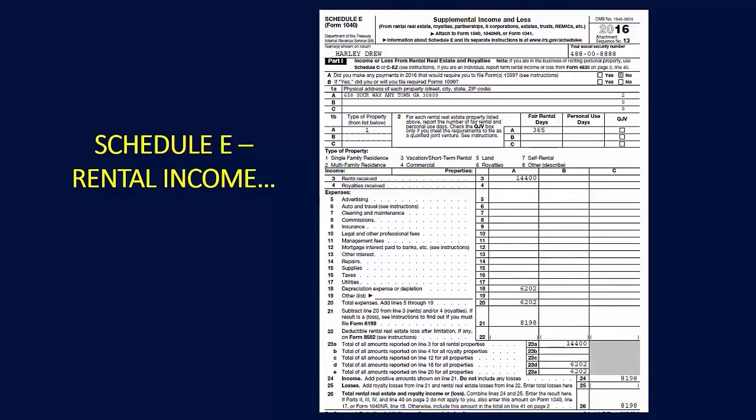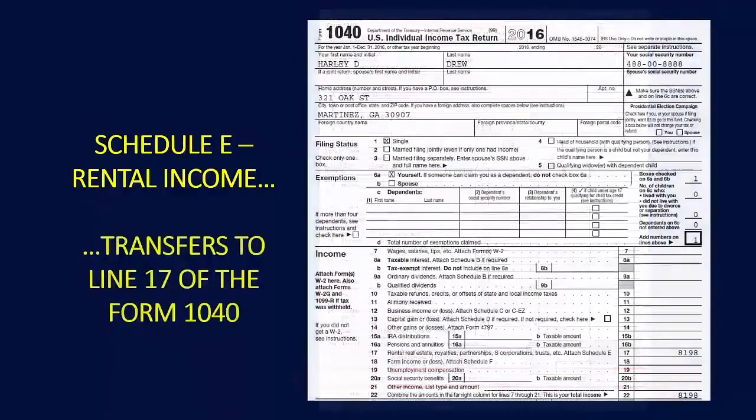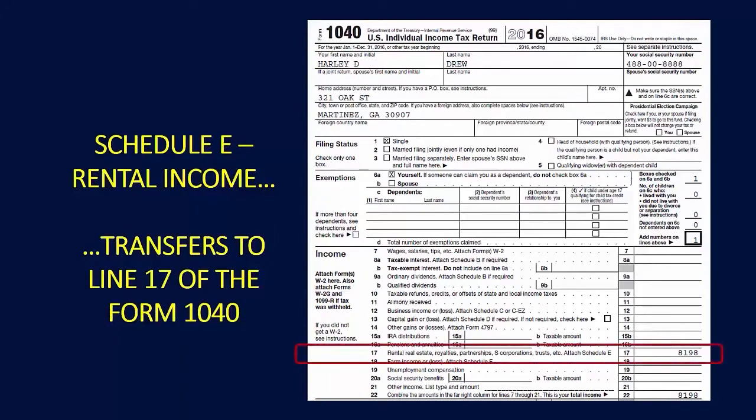So the depreciation is listed there on line 18, the depreciation expense, the total income that Mr. Drew has to report on his 1040. On line 24 there on the Schedule E, $8,198. And this amount transfers to line 17 on the 1040.